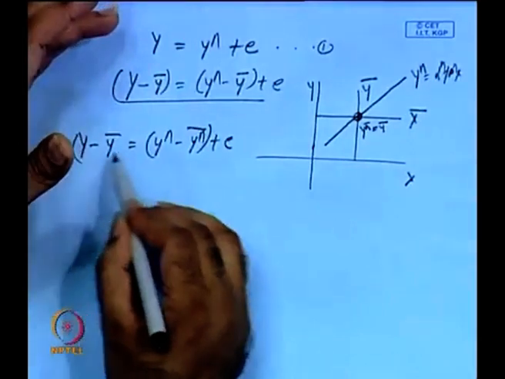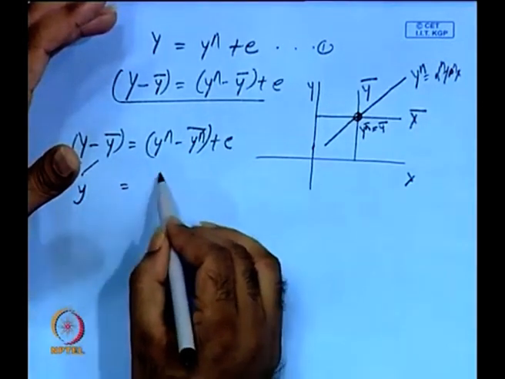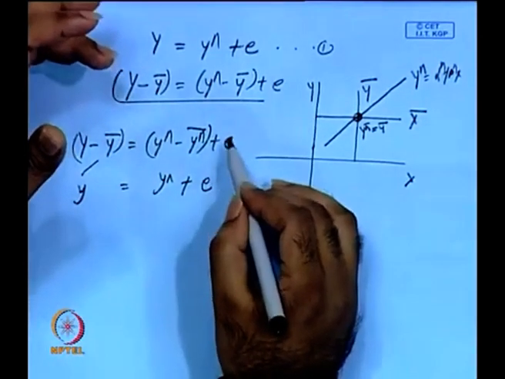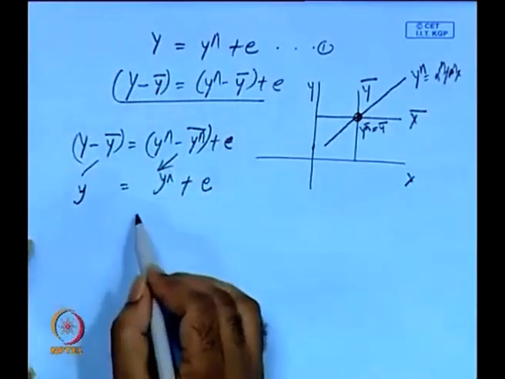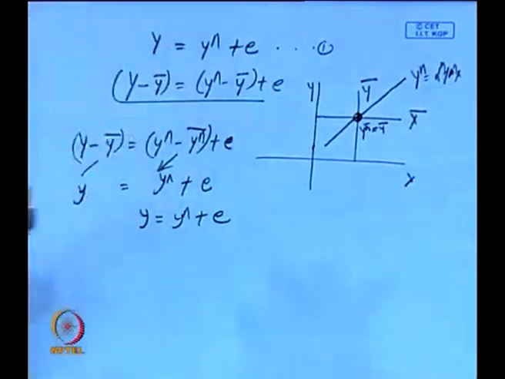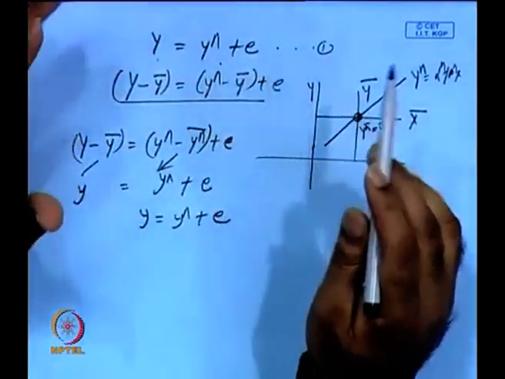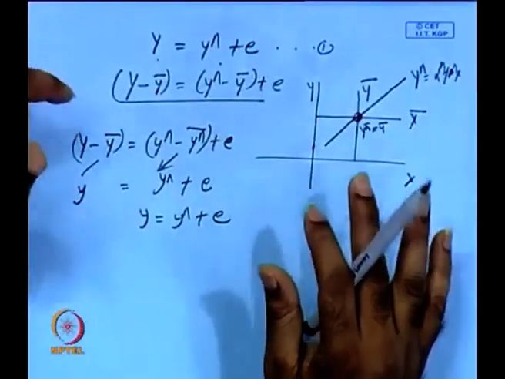Instead of writing this one, we call this small y in deviation format, and this is y hat in deviation format, and this is e, the usual error term. This is what we have derived from here. Now, put it in a proper way: y equal to y hat plus e. This is the original equation y equal to y hat plus e. This y and this y hat are in capital format, and this y and this y hat are in deviation format. There is a huge difference between deviation and actual. So, we have transferred the actual to deviation format for simplicity.